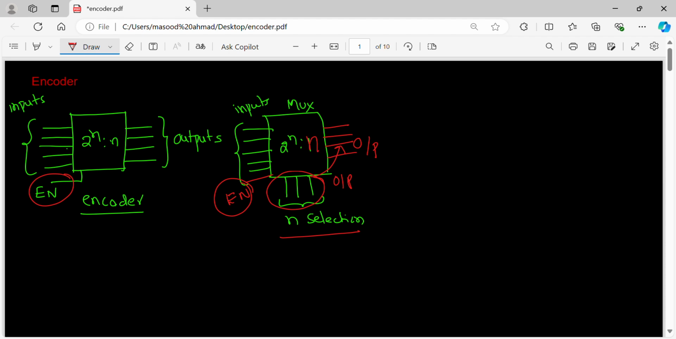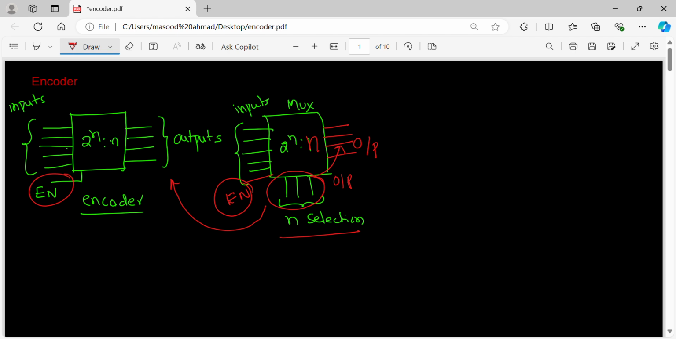So a multiplexer is converted to an encoder. The origin is the multiplexer. From the multiplexer, you can understand the encoder like this. A small slight change is made to the multiplexer to get an encoder.